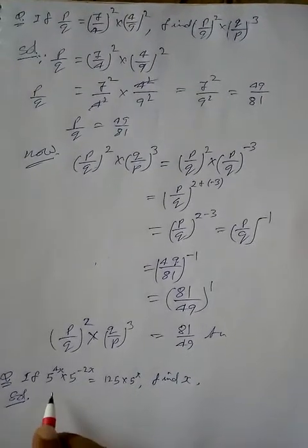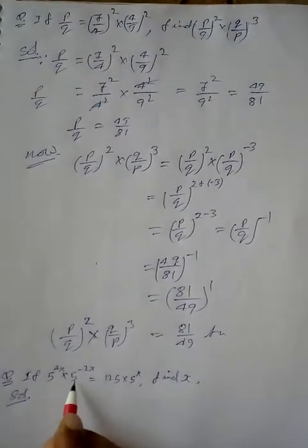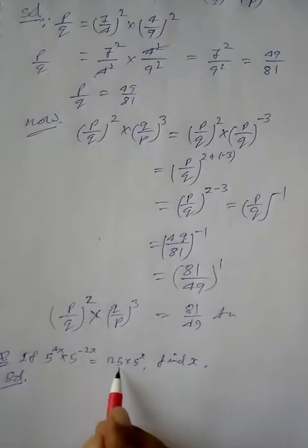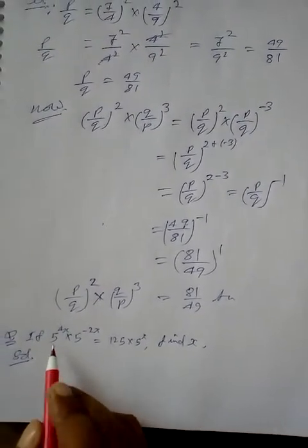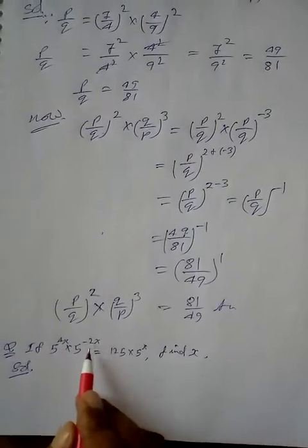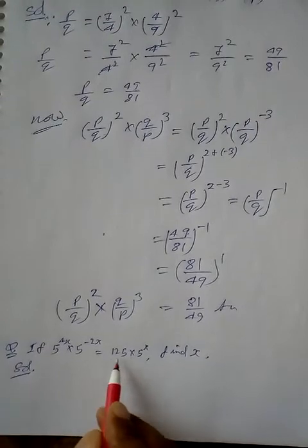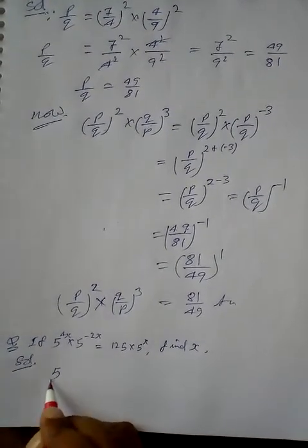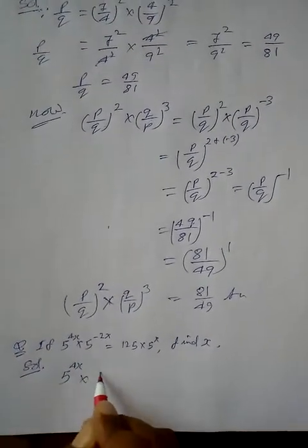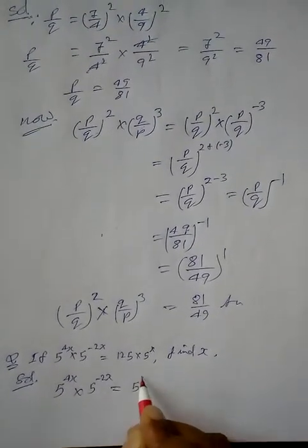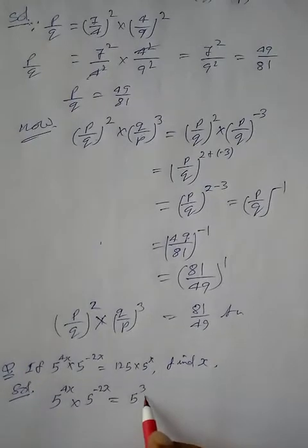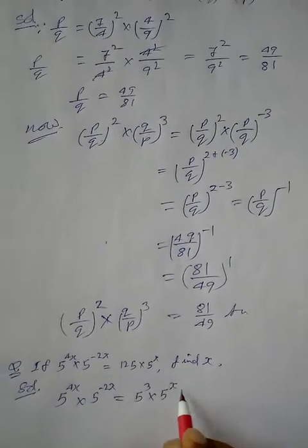The next question is, if 5 raised to power 4x into 5 raised to power minus 2x is equal to 125 into 5 raised to power x, find x. So it's simple. We see that the same bases are here and multiplied, so exponents will be added, and here the bases are different, so we should first convert them into equal bases. So for this we write 125 in exponential form as 5 raised to power 3, and this is 5 raised to power x.